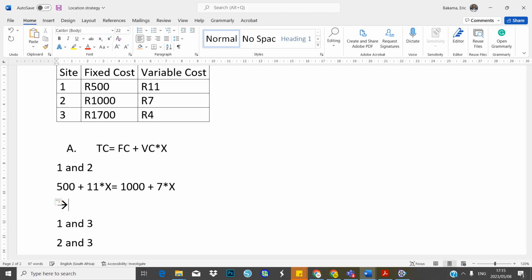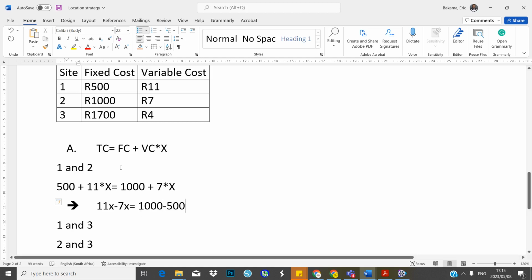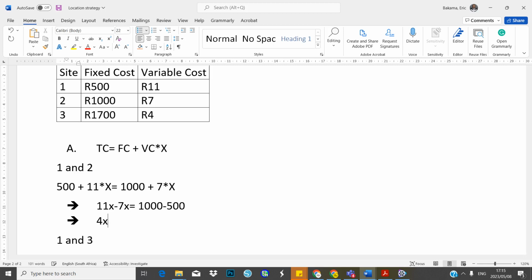This will make it 11x. Then if 7x goes to the other side, it changes the sign, so it becomes 11x minus 7x, and then I'll have 1000 minus 500 because it is going to the other side. This is basic numeracy. So 11x minus 7x gives me 4x, which is equal to 500. Then I'm going to divide both sides by 4 to make x the subject of my equation, which gives me 500 divided by 4.